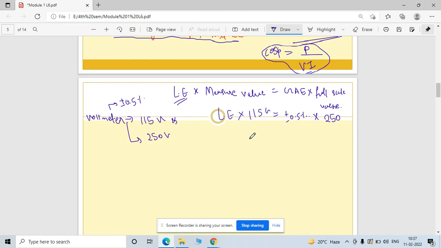So find out this limiting error here. This is your plus minus of 0.5% times 250 divided by 115. Find out this, put this value in your calculator. If anyone gets the final answer, tell me, okay?